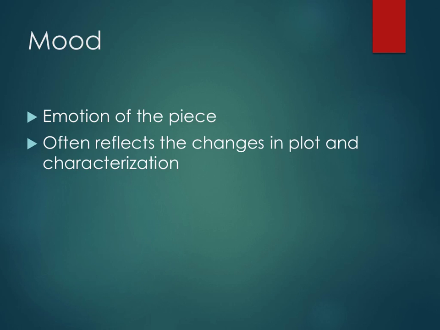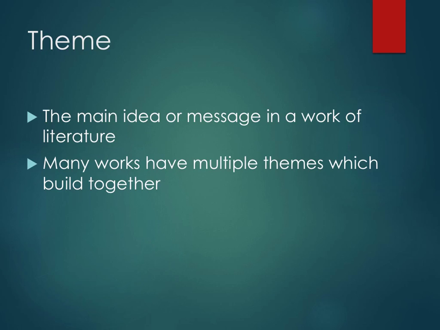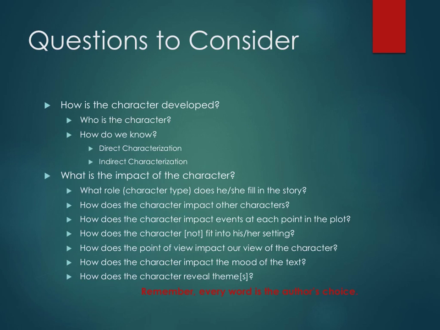We can consider the mood of the piece as well. This is the emotion of the piece. Is it positive or negative at bare minimum? What kind of emotion is it meant to evoke in us, the reader? Again, this often will change over the course of the story and reflect the changes in the plot and the characterization. Theme, of course, we talked about before. It's the main idea or message in a work of literature. Many works, as we know, have multiple themes which build together, and the characters are usually the key force in revealing those themes. What they learn, we learn from as well.